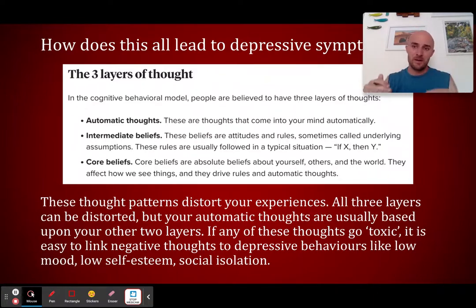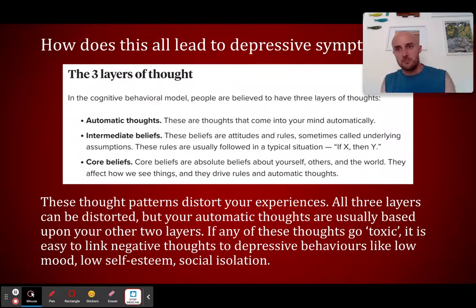At a deeper level are your beliefs, and these beliefs are attitudes and rules, right? So these are your intermediate beliefs, sometimes called underlying assumptions. These rules are usually followed in a typical situation. So if X, then Y. If you get a U, then you're going to fail. Okay, fine.